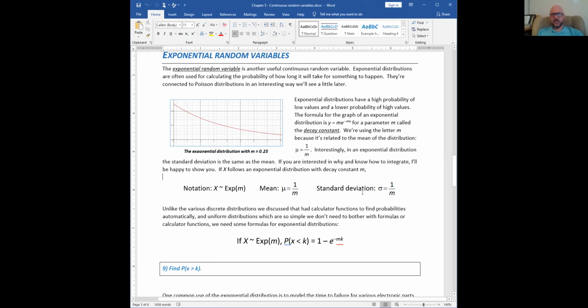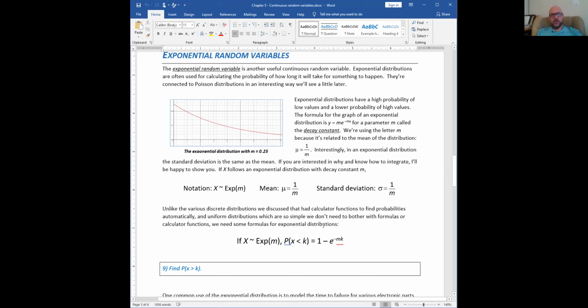It turns out that the standard deviation is equal to the mean. That's not a thing that's generally true for continuous distributions, but it is true for this one, where the mean and standard deviation are equal. It's not a coincidence. It's just an artifact, I guess, of the way those things are calculated.